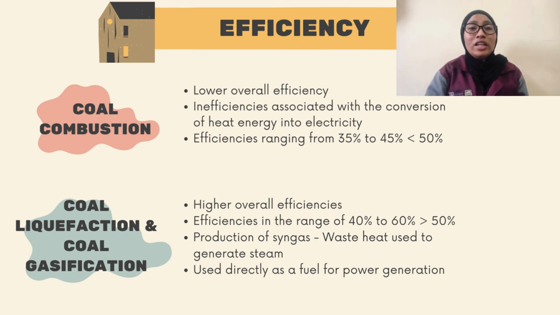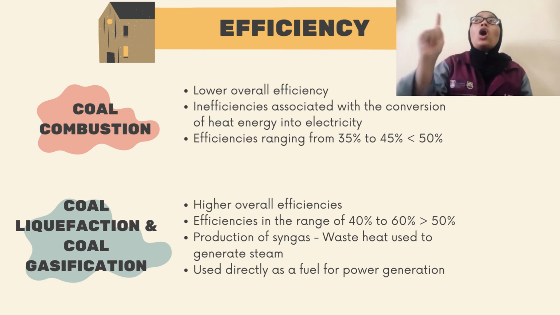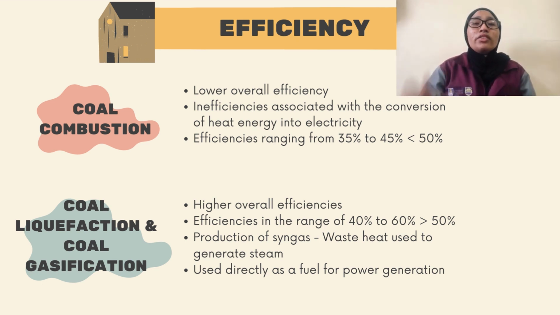This means that only about 35 to 45% of the energy contained in coal is converted into usable energy in the form of electricity or heat. In contrast, coal liquefaction and coal gasification can achieve higher overall efficiency. Their process can have efficiency in the range of 40 to 60%, which is more than 50%, as they convert coal into fuels. This is because coal gasification allows us to produce syngas.